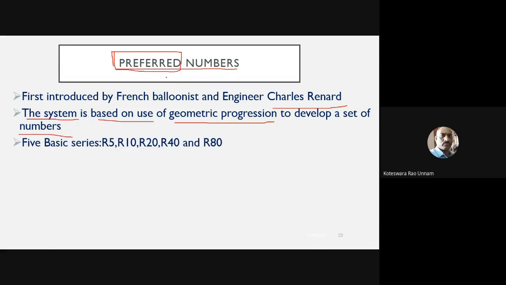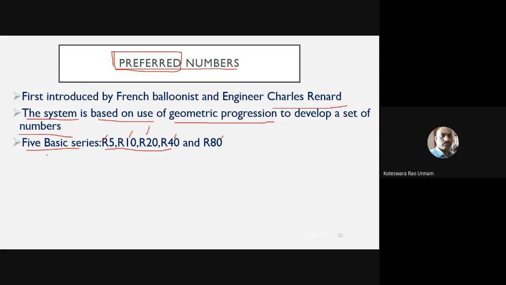In these preferred numbers, again there are two types of series. One is called the basic series, the other is called the derived series. In the basic series, again there are five series. They are designated R5, R10, R20, R40, R80. So these are the five basic series.